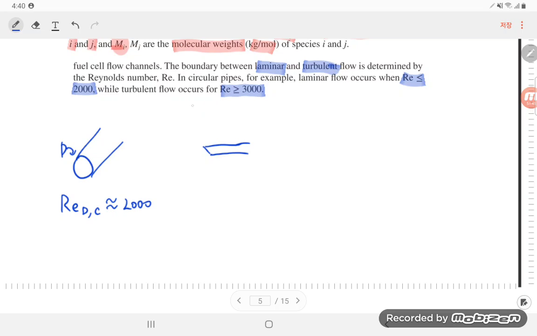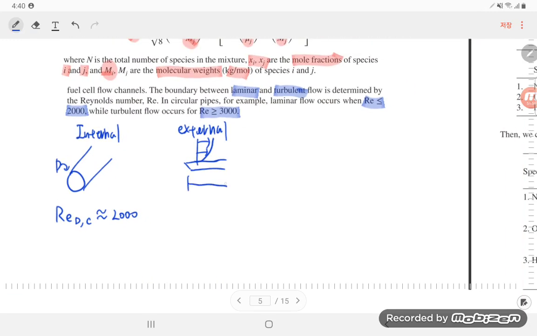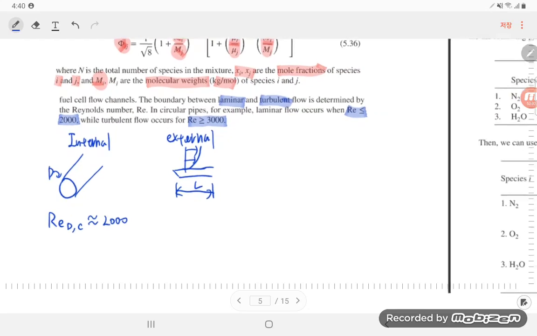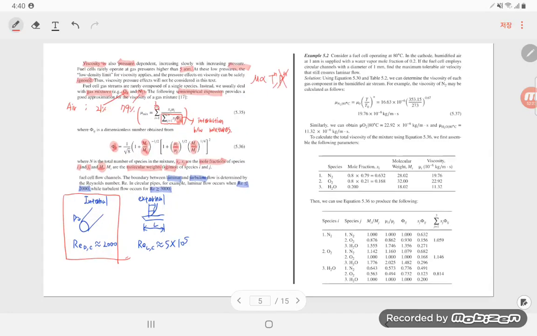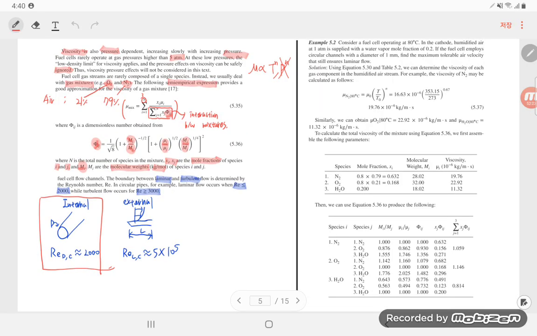Also, if there is an external flow, this is the internal flow. If there is a flow like this with a characteristic length L of the plate length, then the critical Re_L is about 5 multiplied by 10 to the 5. And as I said, we only consider this case. Okay, then let's move on to the other example.